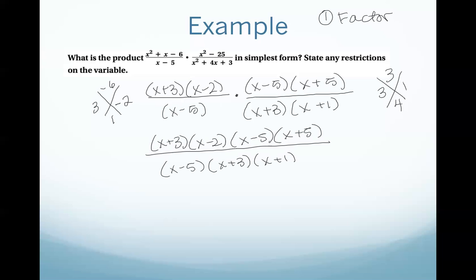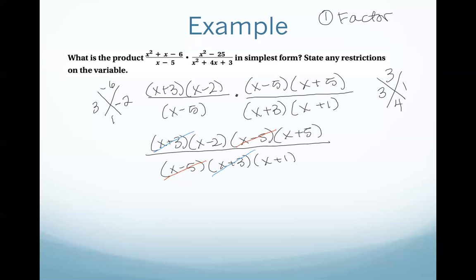And now I don't want to multiply all of these out. What I want to do is simplify. And to simplify, I'm looking for what factors are in both the numerator and denominator. So notice I have an x minus 5 in the denominator and numerator. I also have an x plus 3 in both the numerator and denominator. Okay, and then I'm going to check, is there an x minus 2 in the denominator? No. Is there an x plus 5 in the denominator? No. Is there an x plus 1 in the numerator? No. By doing that check, I've made sure that I've simplified as much as possible.